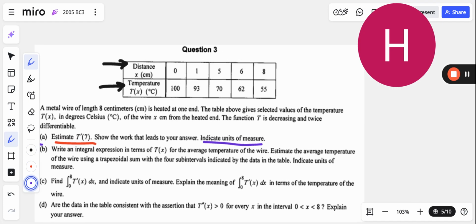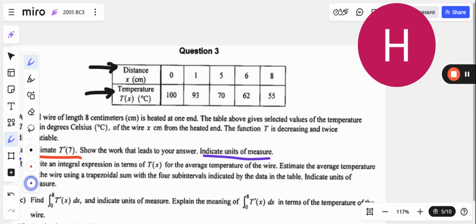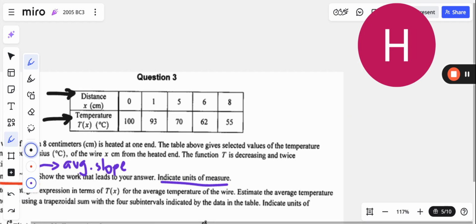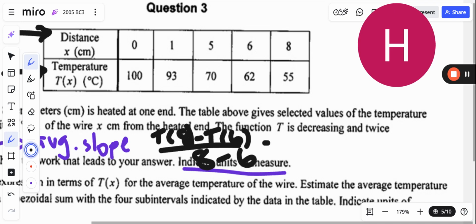Indicate units of measure. Well, T prime, that just means derivative, right? How do we estimate the derivative? Well, we don't have the exact function, so we can't take a derivative, but derivative also means slope. So we're going to find an average slope, because that's the best we can do to get a slope at 7, is taking the average slope from here. So we can write T of 8 minus T of 6, over 8 minus 6.